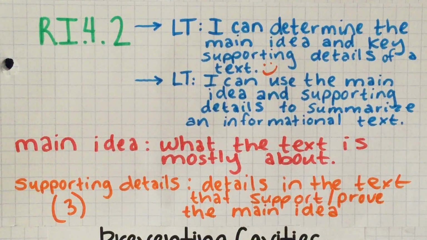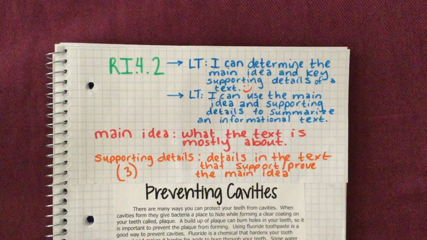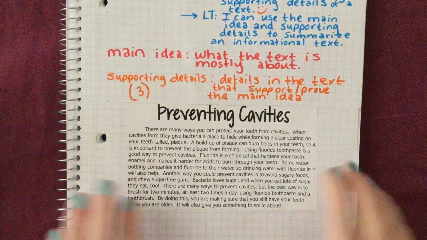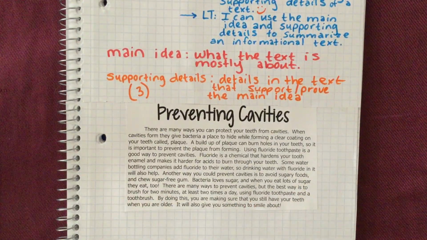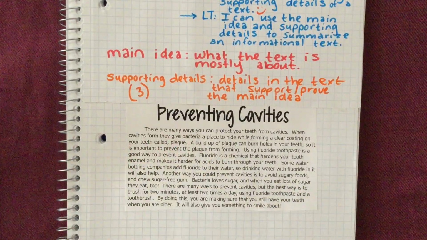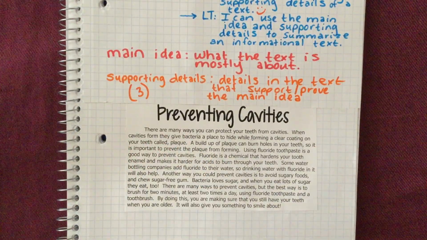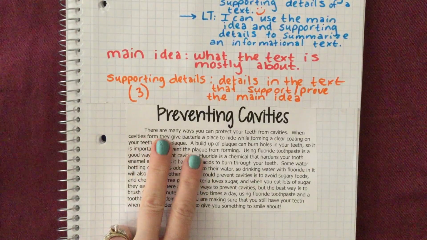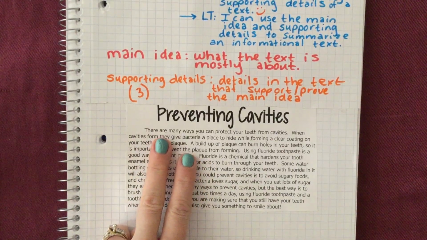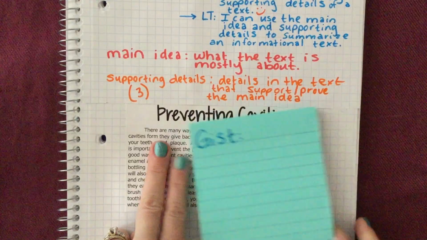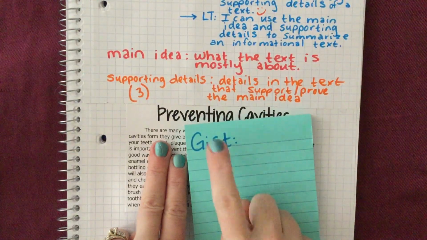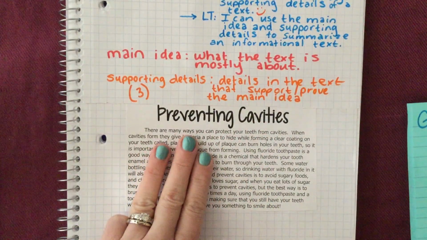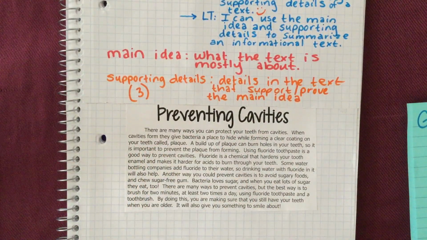So what we're going to do today is work on this passage called Preventing Cavities. We're going to do a close read protocol where we read the text 3 times. The first time we read the text, I'm going to read it, so that's the first read. The second time, you are going to read it by yourself, and as you are reading, you are thinking of the gist, or what the text means to you. And then in our third read, we need to be able to answer questions.